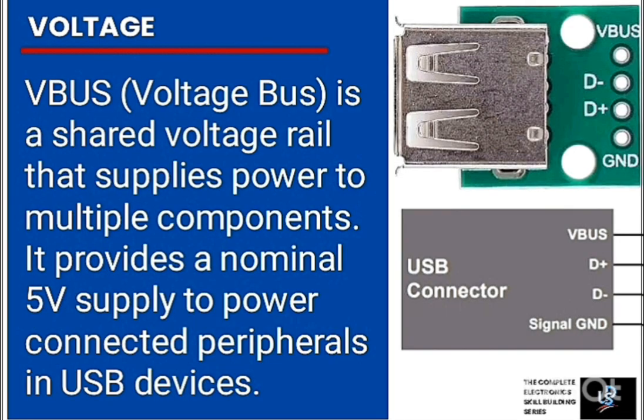VBUS, voltage bus, is a shared voltage rail that supplies power to multiple components. It provides a nominal 5 volt supply to power connected peripherals in USB devices. Looking at the picture, VBus here simplifies the circuit design.